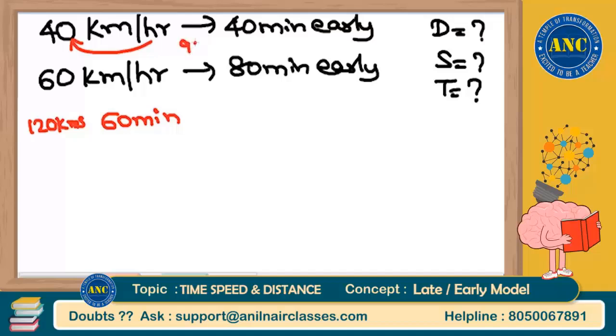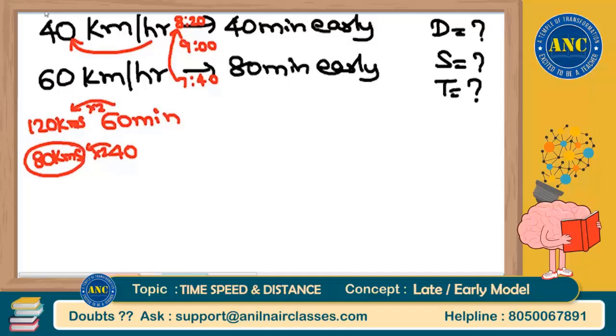Similarly, 9 o'clock is the office. First day 40 minutes early, I reached at 8:20 itself. Second day 80 minutes early. 80 minutes is 1 hour 20 minutes. I reached at 7:40 itself. 7:40 and 8:20, the difference is 40 minutes. 60 into 2 is 120. 40 into 2 is 80. The actual distance that I need to travel is 80 kilometers.